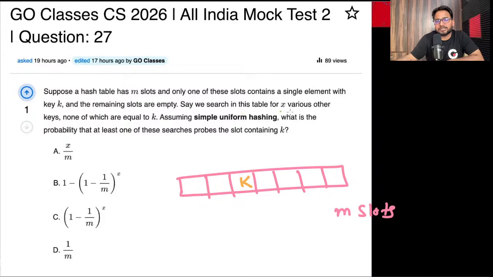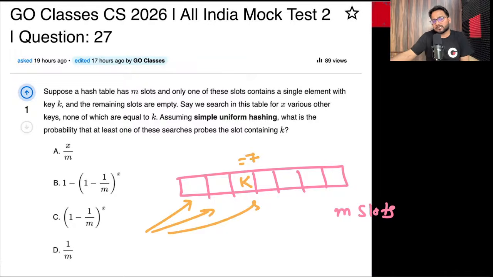Say we search in this table for x various other keys, none of which are equal to k. So basically we are searching for some x number of keys, and none of them are equal to k. Maybe 5, maybe 10. Let's suppose k is 7. Then we are never searching for 7, something like this. And we have x number of searches.